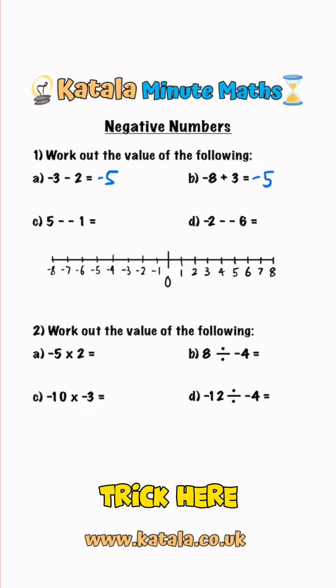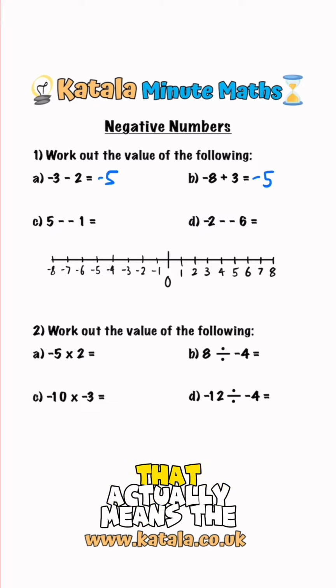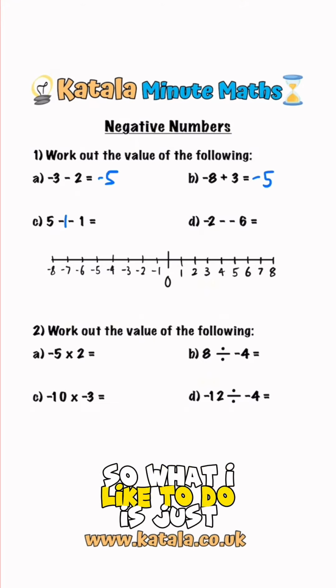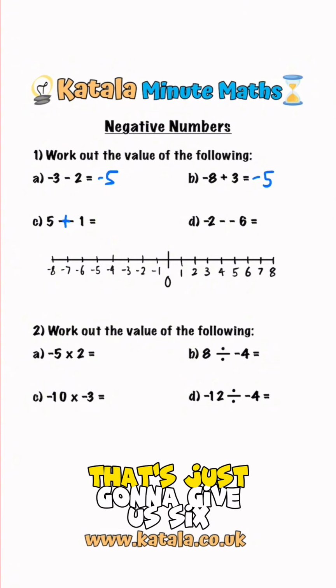Now the first little trick here, if you ever see two negative symbols right next to each other, so they're about to touch, that actually means the same as a plus. So what I like to do is just fill that in there to turn it into a plus. And obviously 5 plus 1, nice and easy, that's just going to give us 6.